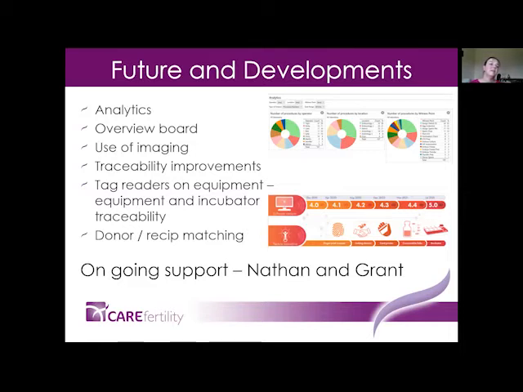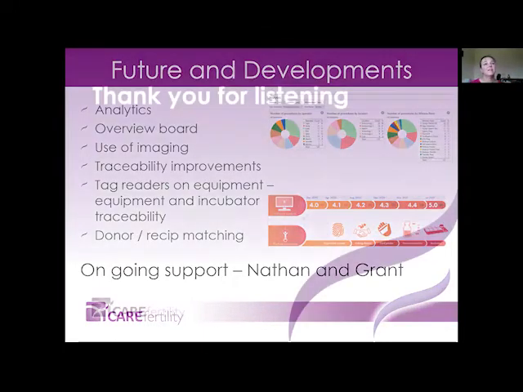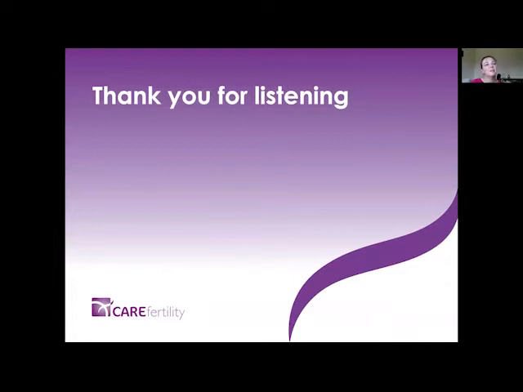But yeah, we hope that's been useful, our little insight into the installation process. It's certainly an ongoing project for us at the moment, but we're enjoying it, and we're learning with each installation. We're learning more and more, and we've certainly got really good support from the two specialists, Nathan and Grant, who are literally on the end of the phone or email whenever we need them. So yeah, thank you very much, and we're going to have some questions.